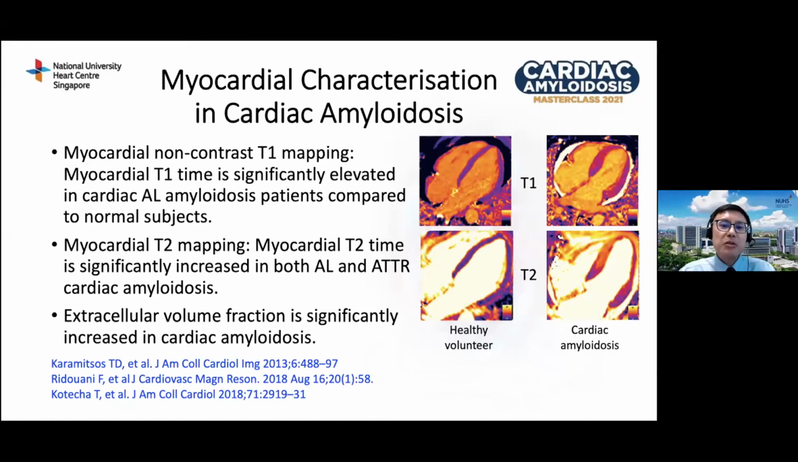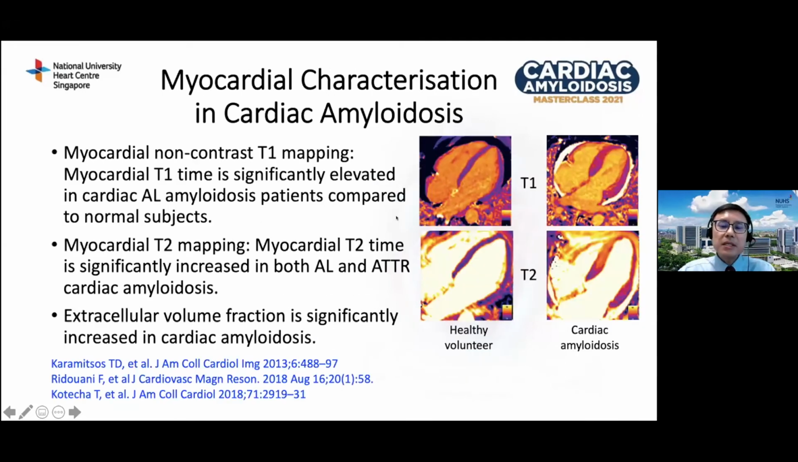So it's been shown that in cardiac amyloid, the myocardial T1 time and T2 time are significantly increased compared to normal subjects, okay? And correspondingly, the extracellular volume fraction, which is measured from the myocardial T1 time, is also significantly increased in cardiac amyloidosis, right? So I just show you a couple of pictures here. This is a normal volunteer, and this is patients with amyloidosis, where you can see this yellowish part. That's all amyloid, okay? So this yellowish part here is the increase in the T1 and T2 time due to the amyloid proteins, all right?